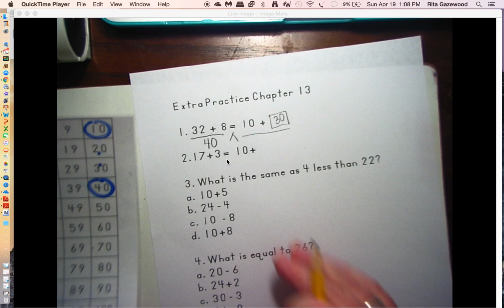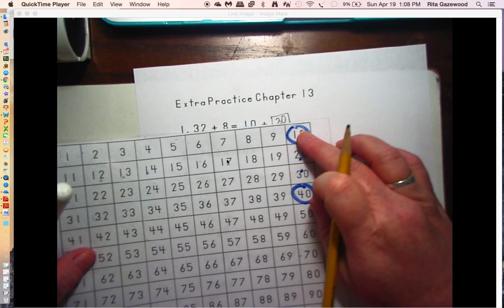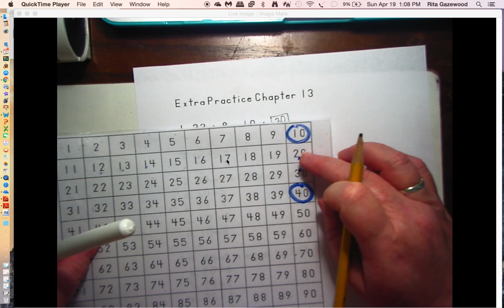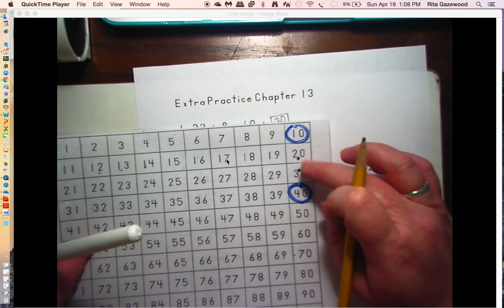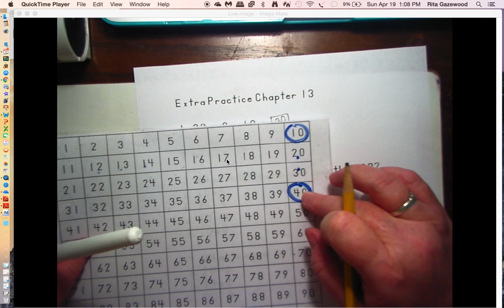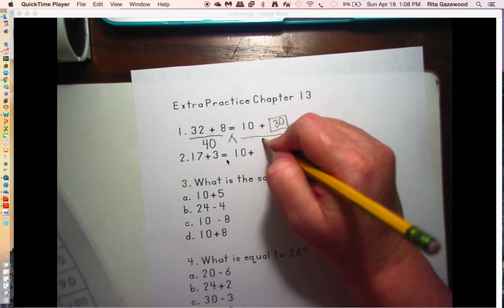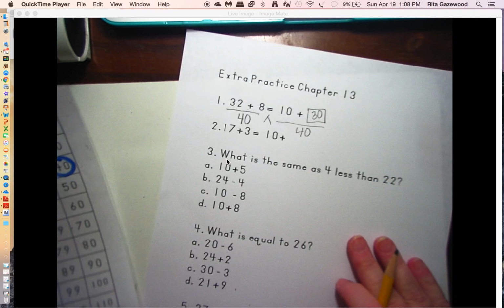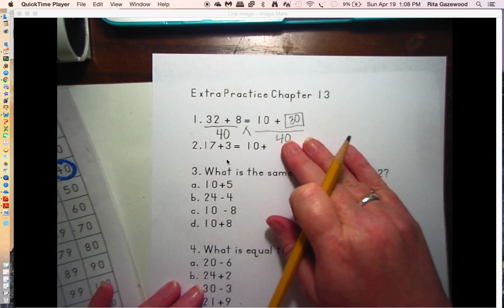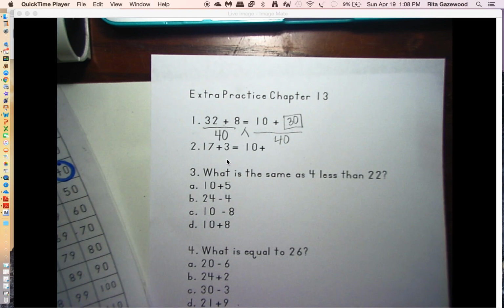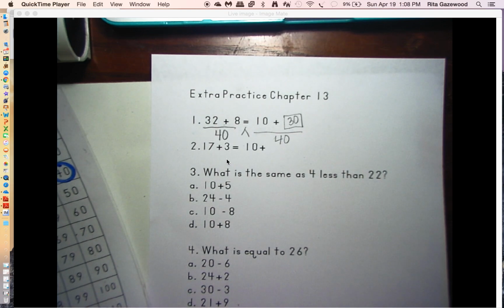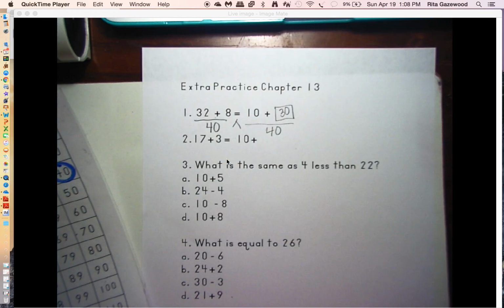Now we want to check our math. 10, and then we need 20, 30, 40. So we added 30. Did we get the same answer? Remember, it's like the seesaw. Whatever's on this side has to equal what's on this side because that equal sign is like the fulcrum of the balance, okay?